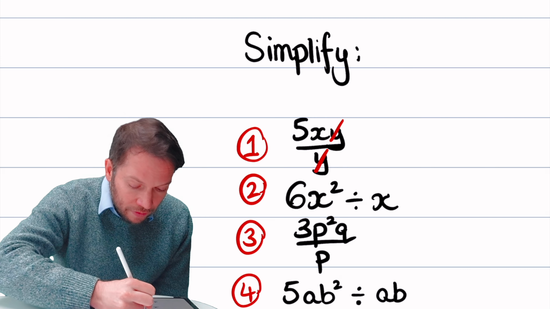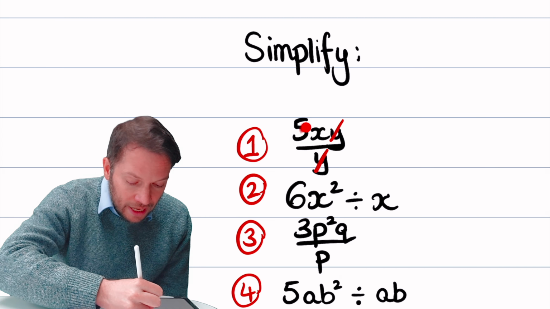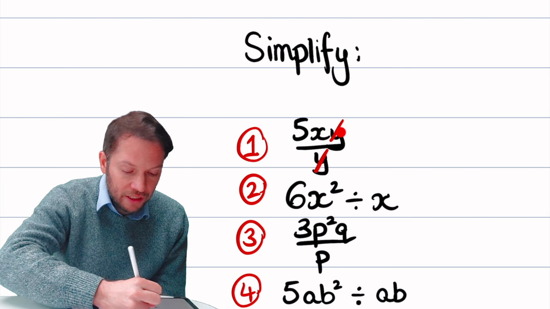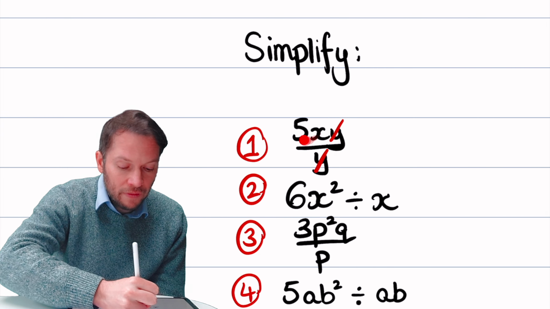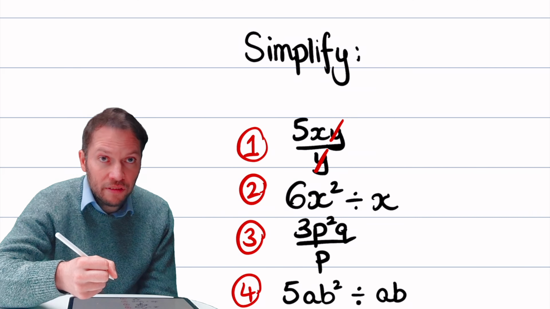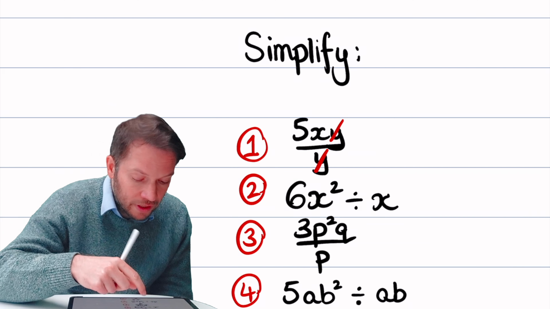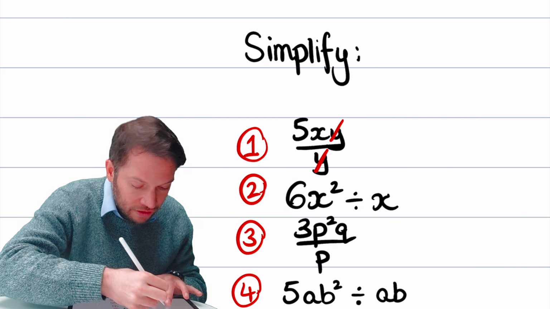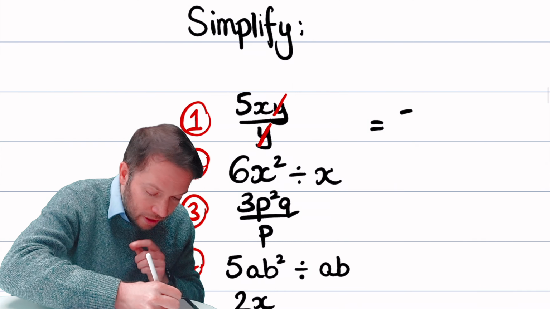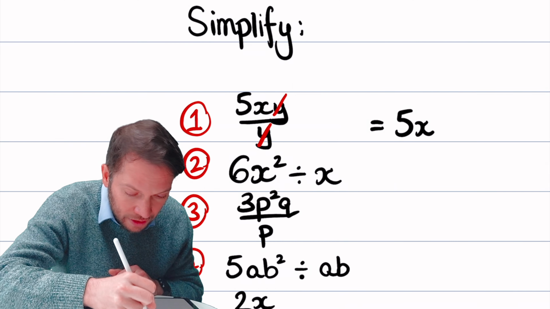So when we have the 5x, it's just now times by 1 because these have cancelled to 1. 5x times 1 is just going to be 5x, right? Because anything times 1 is itself. So this is just ultimately going to be 5x. Okay, so that's the final answer there.